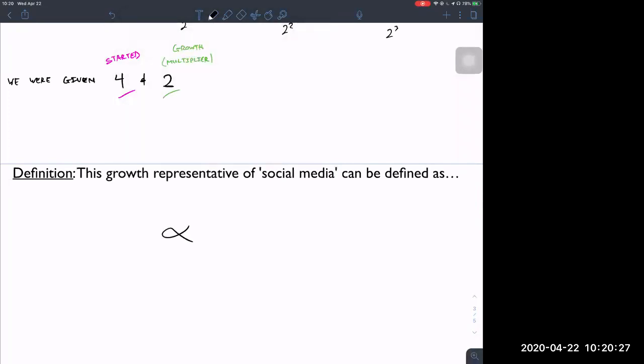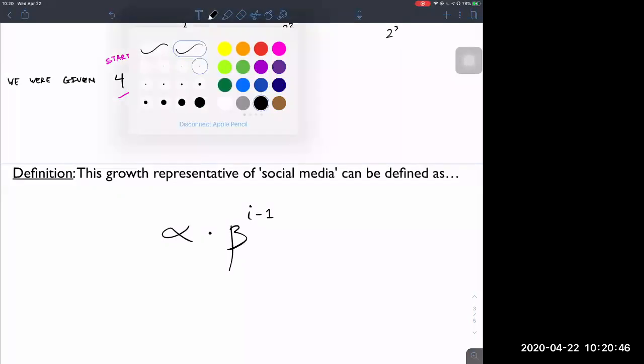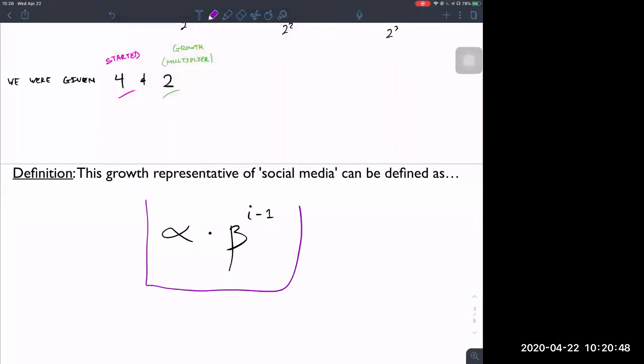It is alpha. You could use any variable. I just started using Greek letters now because I didn't want to mix up things. Alpha times beta, so that's the first and second letter of the Greek alphabet, to the i minus 1. So this is not a formula to memorize per se on your formula sheet. It's just involving whenever you have growth like this.